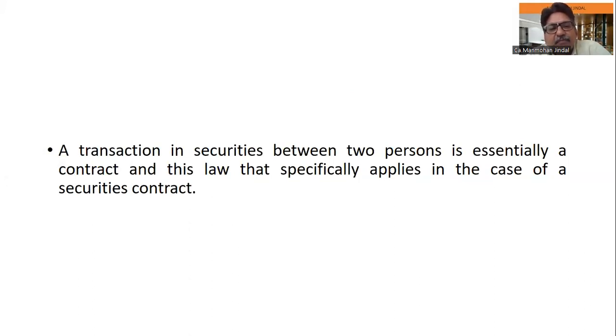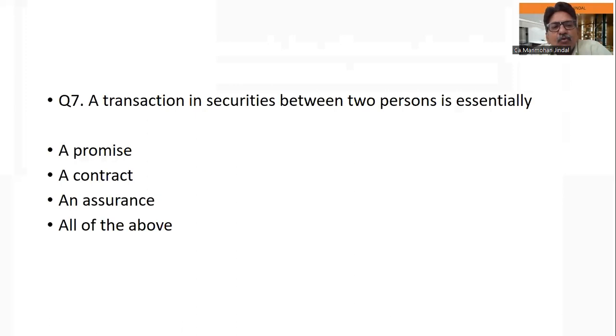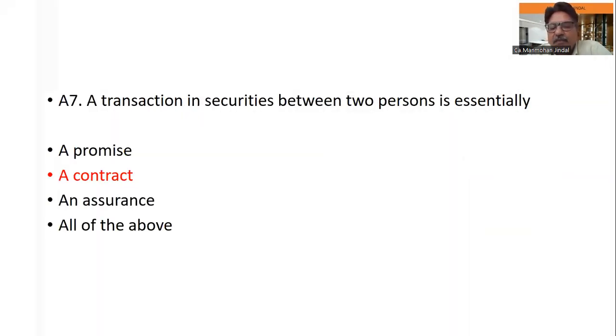Now, a transaction in securities between two persons is essentially a contract, and this law specifically applies in the case of a security contract. So when there is an agreement between two people, what is it called? Promise, assurance or contract. So in the question, like this: a transaction in securities between two persons is essentially a promise, a contract, an assurance, or all of the above. So the answer is contract.